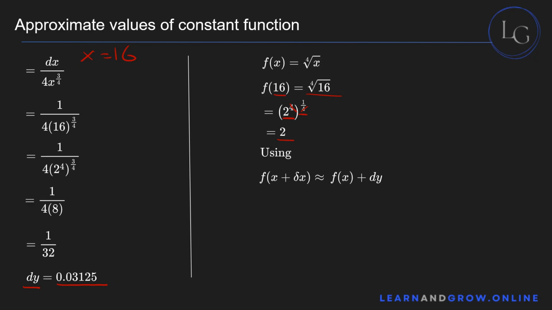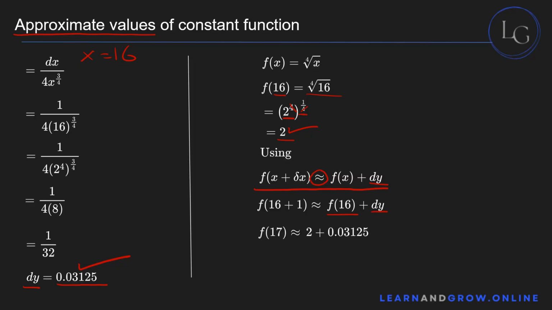Now, as I mentioned in the beginning, we'll use this simple notation that f of x plus delta x is approximately equal, which is why this question is about approximate values. So f of x plus delta x is approximately equal to f of x plus dy. We found f of x to be equal to 2, and we found dy to be equal to 0.03125. Now, f of 16 plus 1 is approximately equal to f of 16 plus dy.